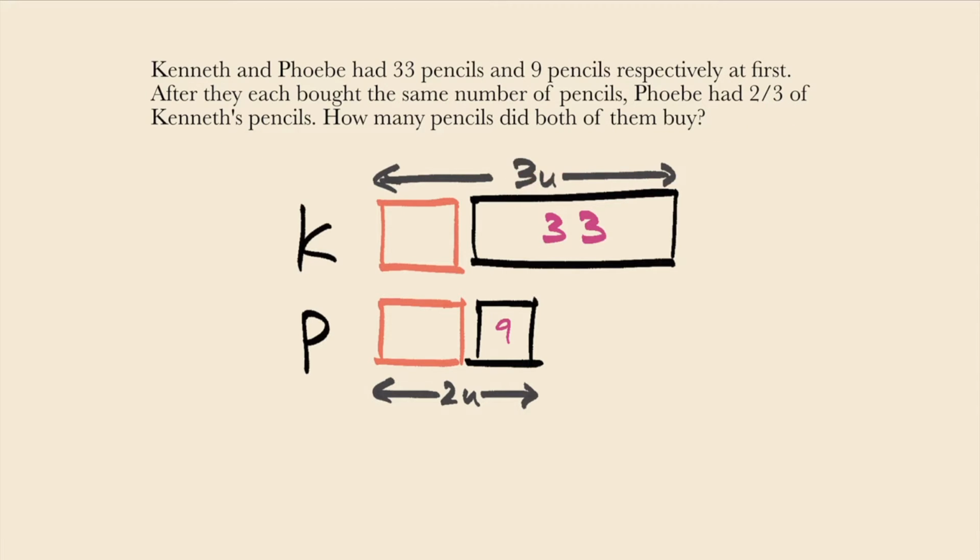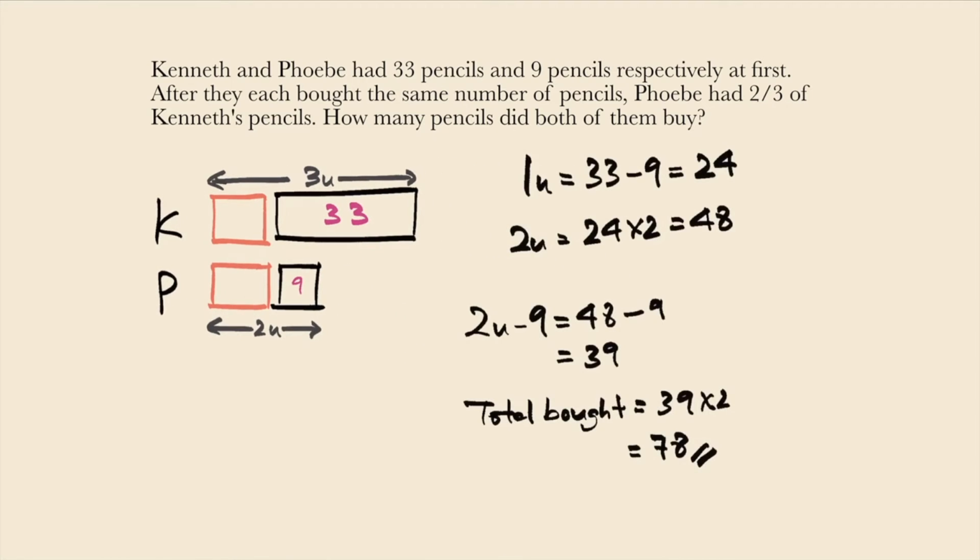So 3 units for Kenneth, 2 units for Phoebe, which means the difference between 33 and 9 would represent 1 unit. So 3U minus 2U is 1U, and 1U is 24. 2 units is therefore 48. How many did both of them buy?